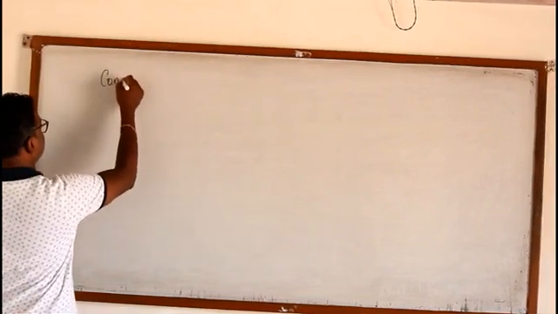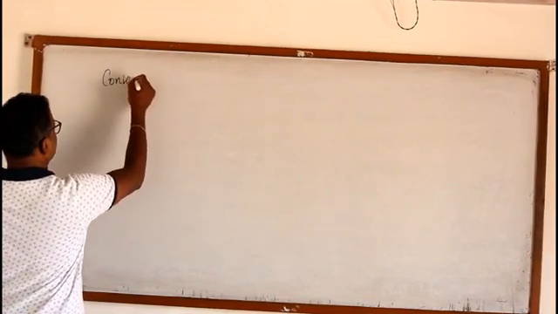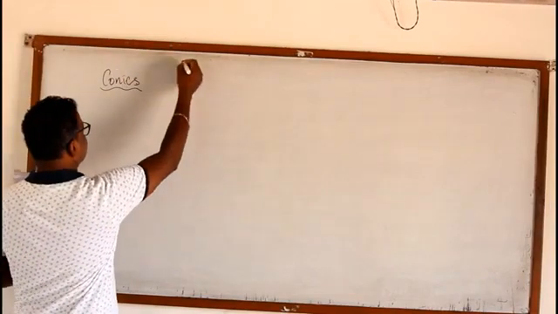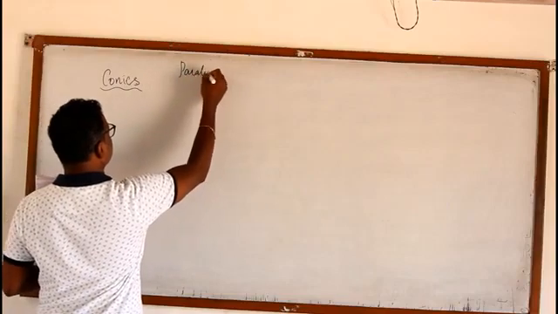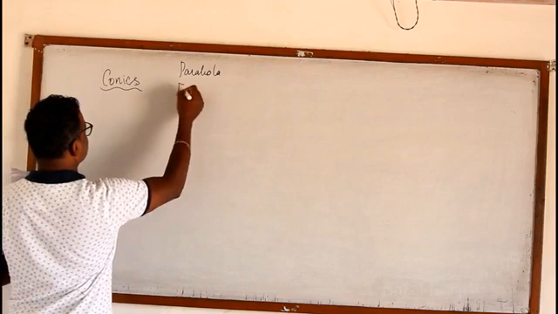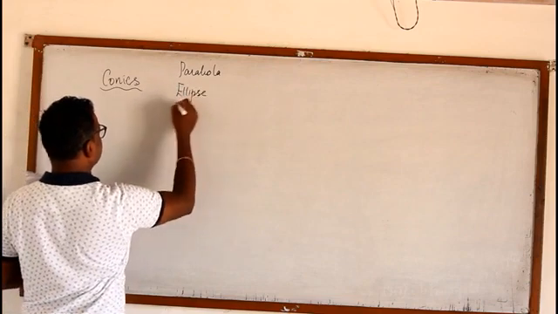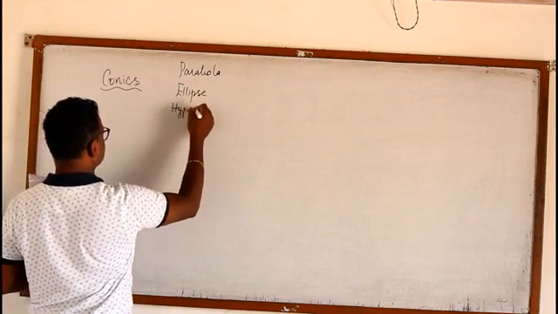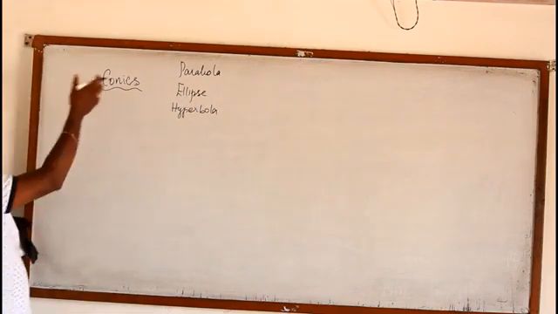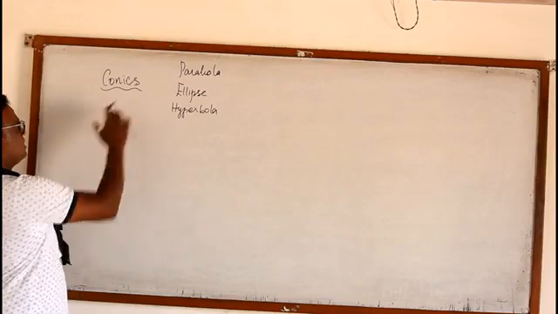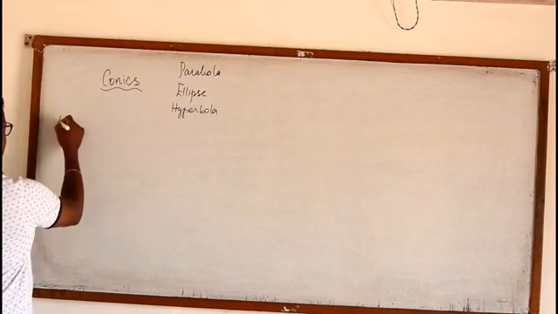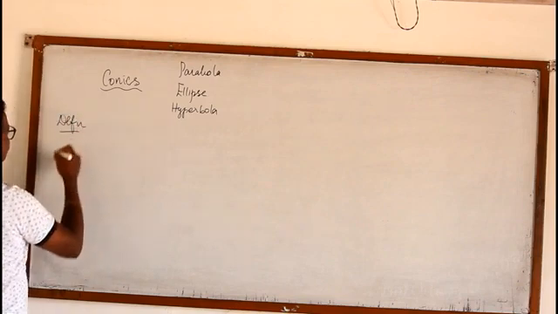Today we shall see another topic on analytical geometry, conics. In our 12th standard, we are going to see the conics as parabola, ellipse and hyperbola. These are the conics we are going to study in our 12th standard after circle. So all these, parabola, ellipse and hyperbola, come under the topic conics. So first we should go for the definition of a conic.